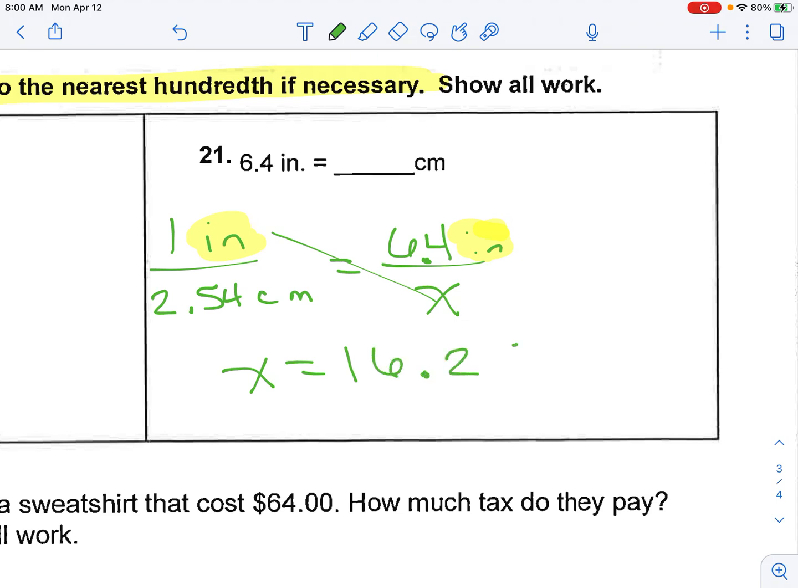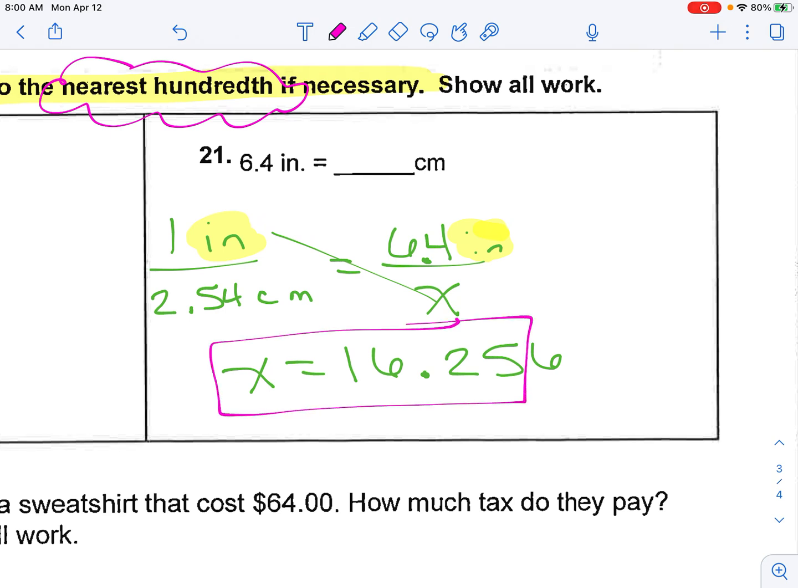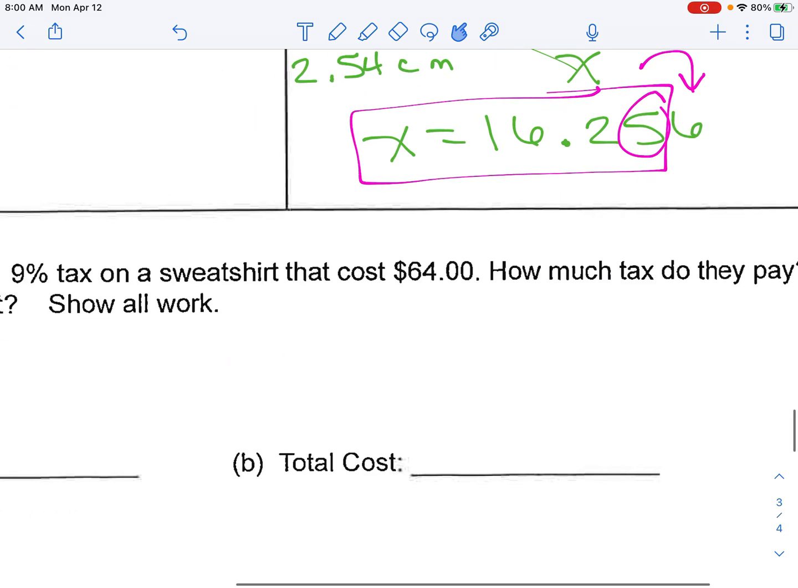Now it says X equals 16.256, but the directions say round to the nearest hundredth. So what I'm going to do is draw myself a box around that. But you have to look at the digit in the thousandths place. That is going to tell you to round this 5 up to a 6. So that final answer would be 16.26.